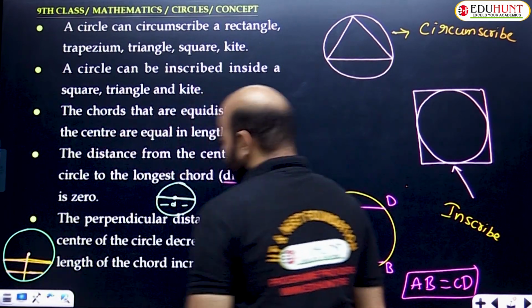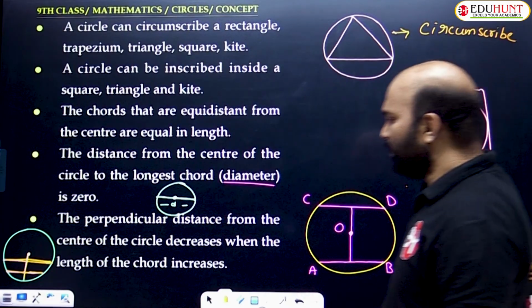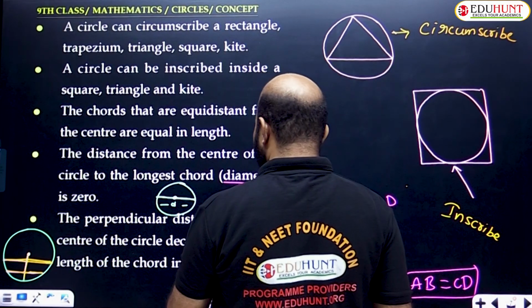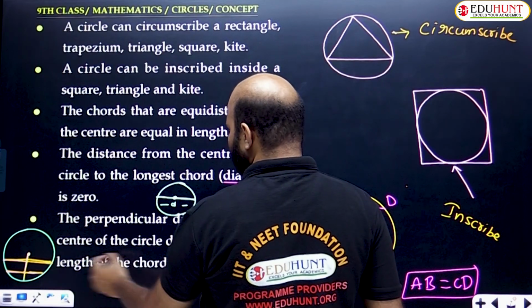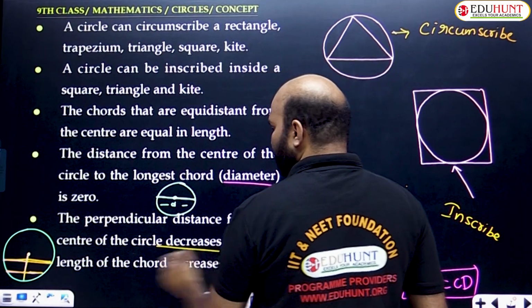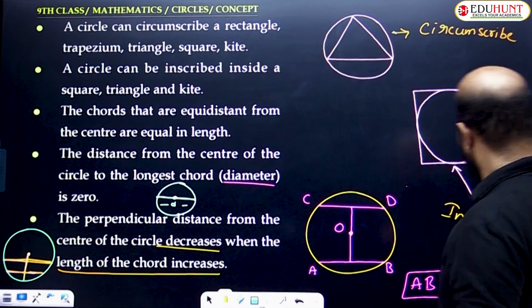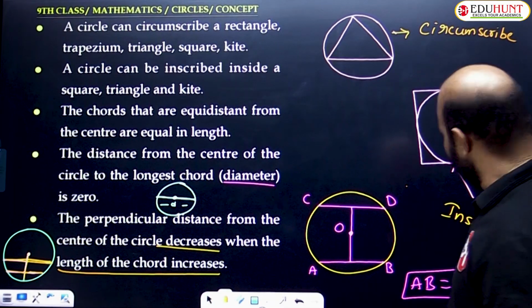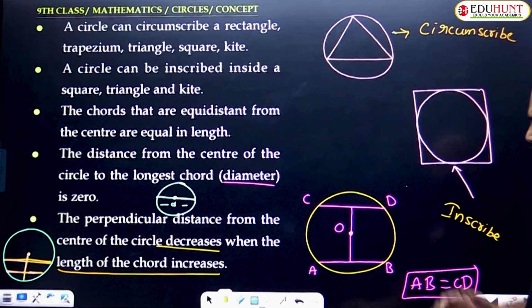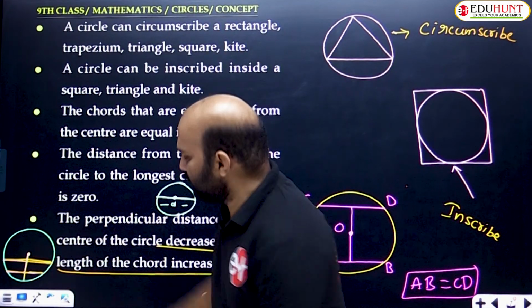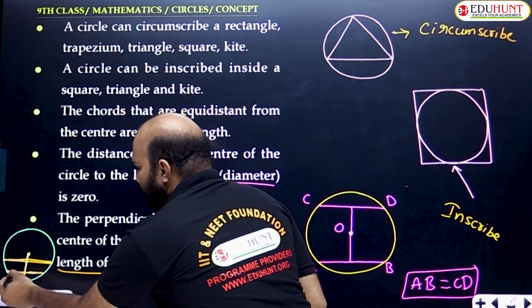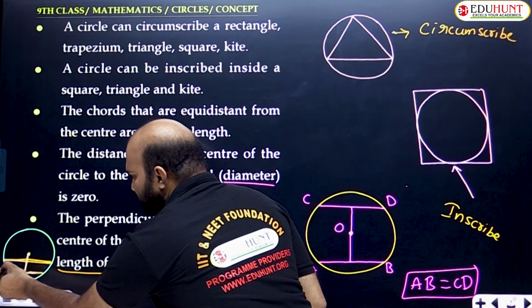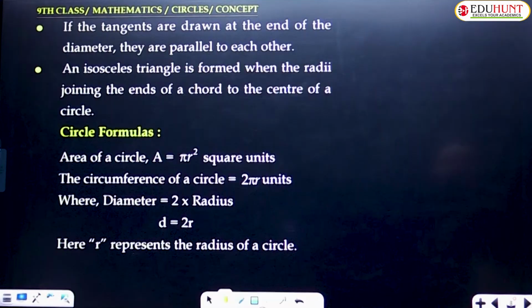This is a very important point. The perpendicular distance from the center of the circle decreases when the length of the chord increases. When the perpendicular distance decreases, it tends towards the center, and automatically the chord length increases. Let's go to the next point.